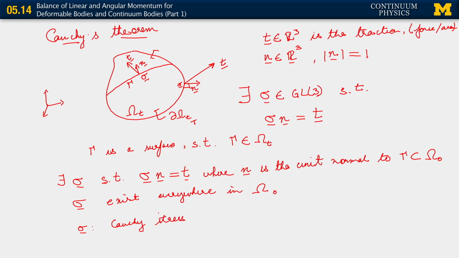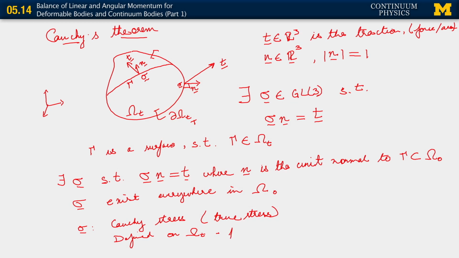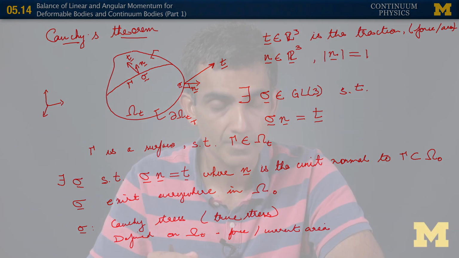In the context of engineering terminology, this is also sometimes called the true stress. Note that the Cauchy stress is defined on the current configuration, on omega sub t. It's defined fully on the current configuration. And because of this particular definition involving n and t, it is also thought of as the stress defined as a force in some given direction per unit current area. So defined on omega t as force per current area.